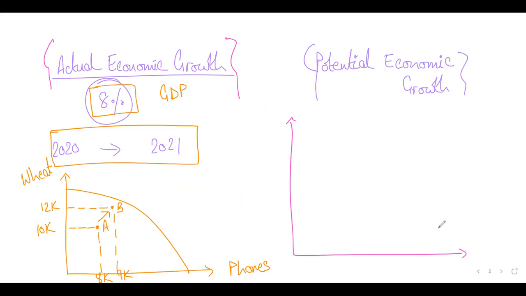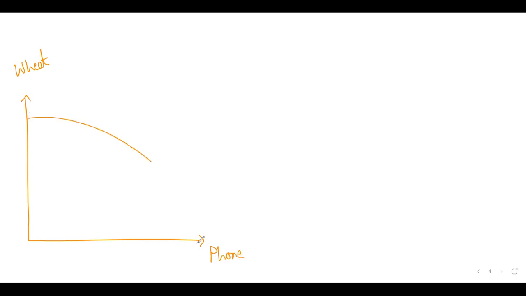So in the case of actual economic growth, you move from a point within the PPC to a point towards the curve of the PPC, right? So let me show you how we show that. We know the production possibility curve is a graph that shows the maximum output that a country can produce in terms of two goods. So let's say we have wheat on the y-axis and phones on the x-axis, and then you have a downward sloping curve like this, which is known as the PPC.